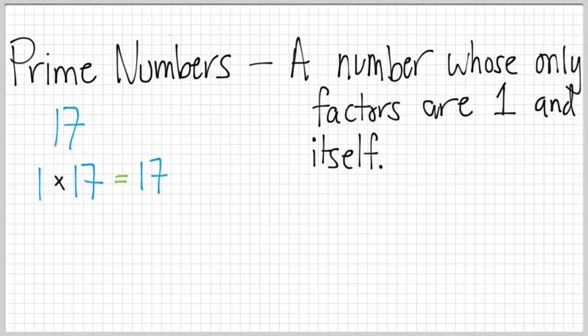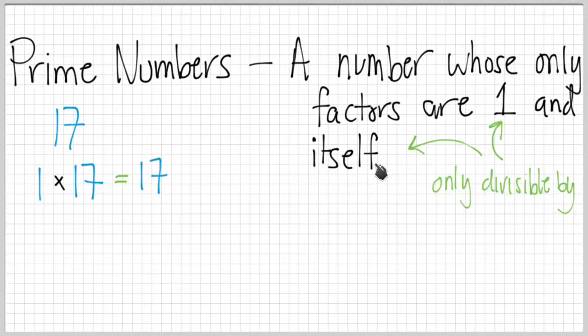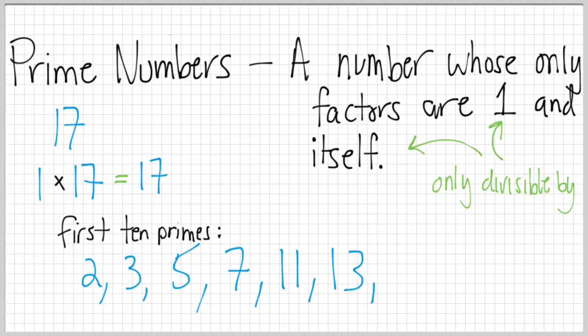Okay, and there's an infinite amount of these prime numbers. If you keep counting up to forever, you'll get an infinite number. You'll never stop finding prime numbers. The first 10 primes, so they're only divisible, prime numbers are only divisible by 1 and themselves. Okay, the first 10 primes are 2, 3, 5, 7, 11, 17, 19, and 23.